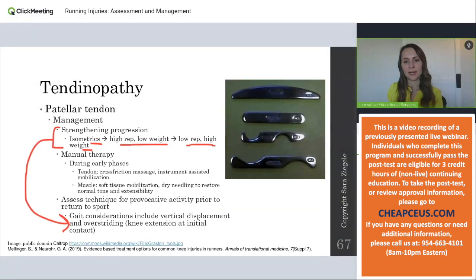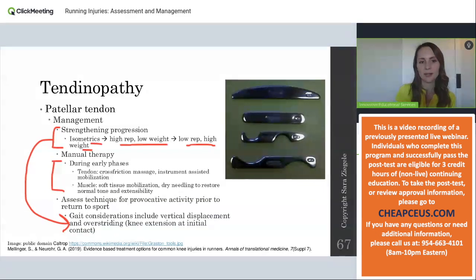I should probably back up here for a second to mention the manual therapy. This does have a role early on. It's not necessarily going to be what remodels the tendon, but early on in that phase where you're trying to reduce pain, it can be helpful to do either some sort of cross friction or instrument-assisted mobilization. And in the muscle tissue, if they do have some sort of increased tone, dry needling can be helpful, or soft tissue mobilization to try and restore that.